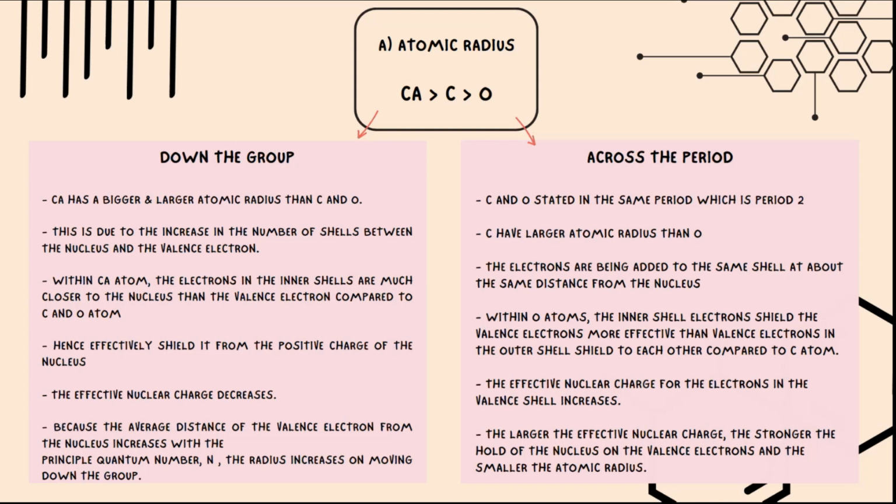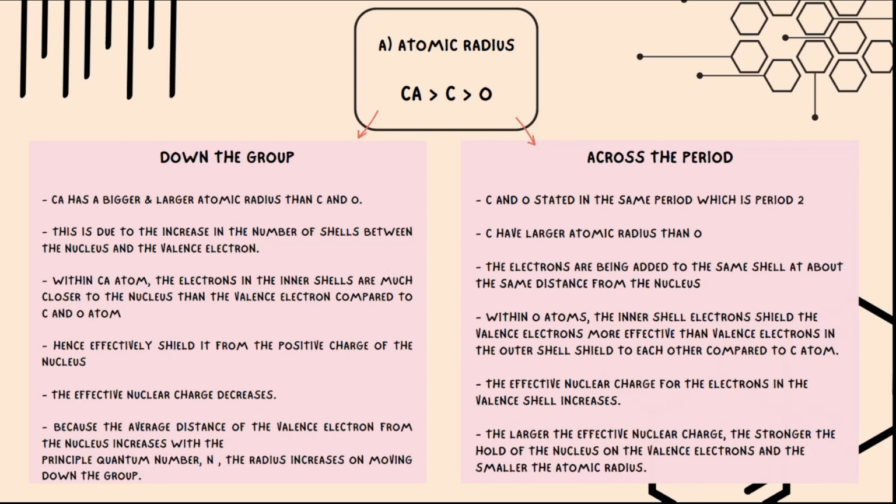For the trend down the group, calcium has a larger atomic radius than carbon and oxygen. This is due to the increase in the number of shells between the nucleus and the valence electron. Within the calcium atom, the electrons in the inner shells are much closer to the nucleus than the valence electron compared to carbon and oxygen atoms. Hence, they effectively shield it from the positive charge of the nucleus. The effective nuclear charge decreases because the average distance of the valence electron from the nucleus increases with the principal quantum number, which is n. The radius increases on moving down the group.